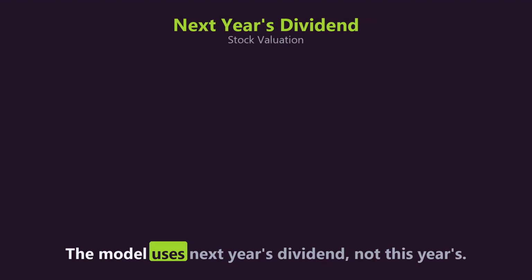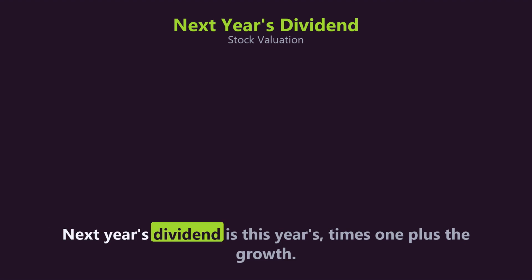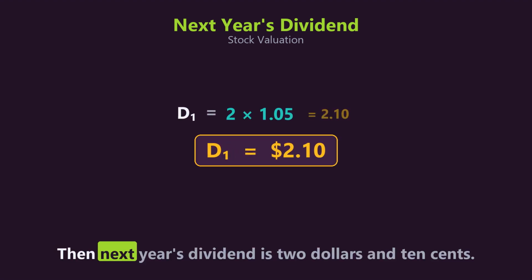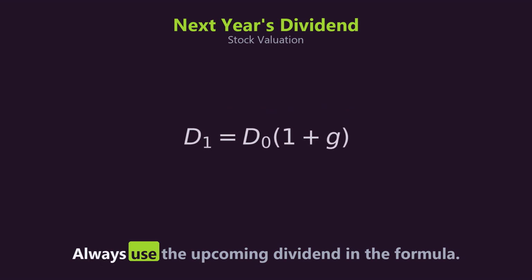The model uses next year's dividend, not this year's. If the company just paid a dividend, we must grow it 1 year. Next year's dividend is this year's, times 1 plus the growth. Say the last dividend was $2, growing 5%. Then next year's dividend is $2.10. Always use the upcoming dividend in the formula.